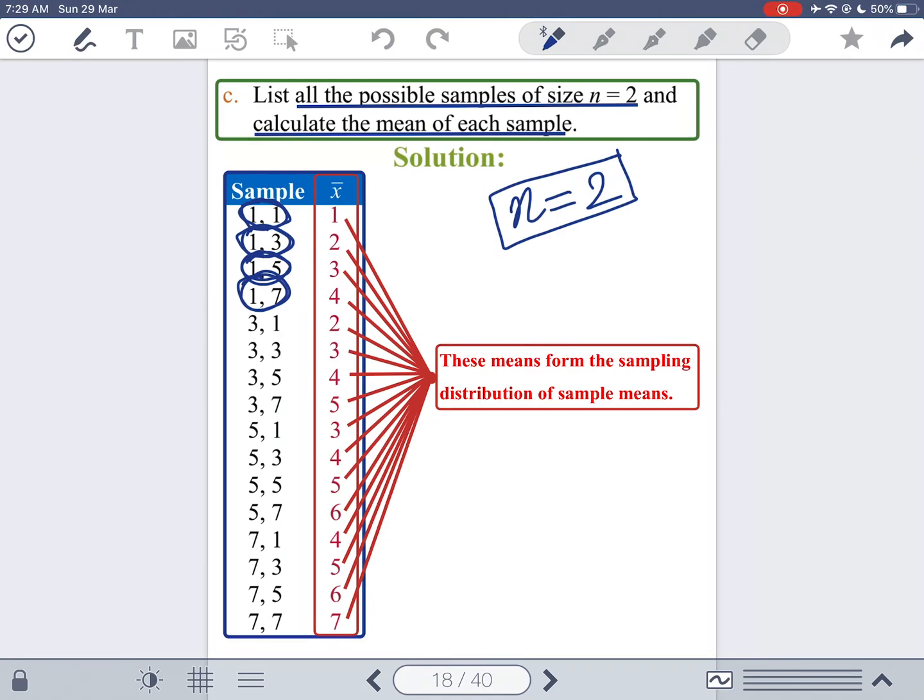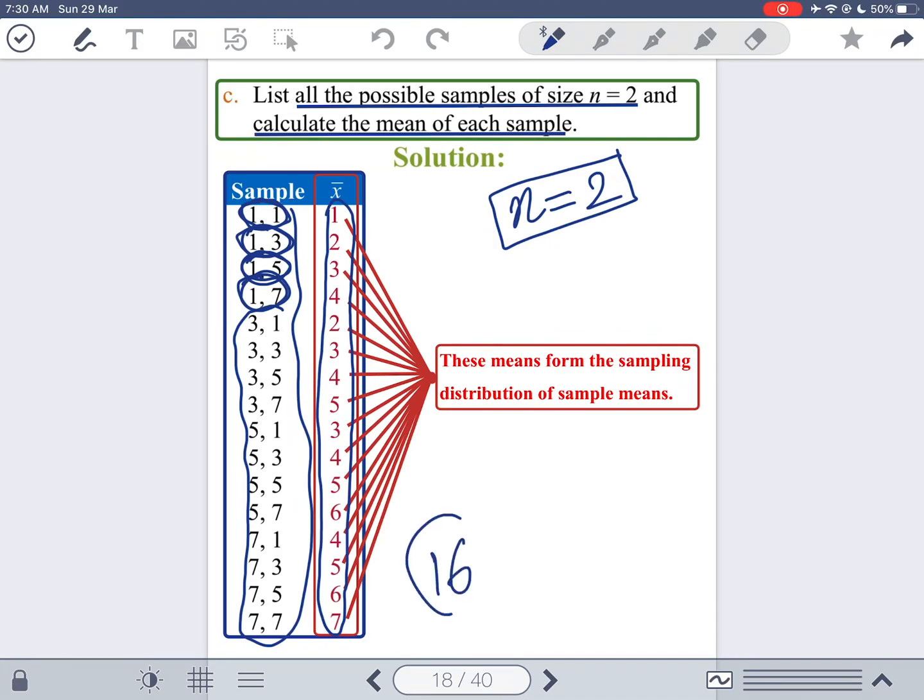So now look at the means here that you have. These are all the means of all the possible samples of size 2. Notice that you took all the possible samples that you have, and that's why this is everything. There are no more samples of size 2 other than these. And we had 16 of them, remember?